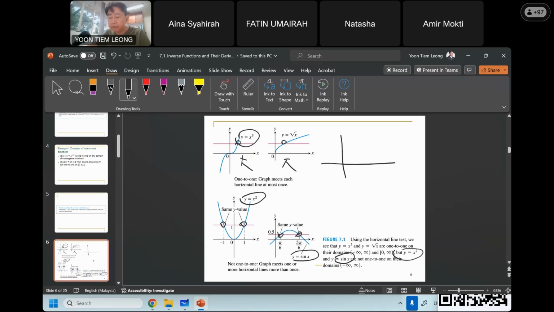An example would be the sine function, as I mentioned earlier. If you restrict the sine function to run from minus pi over 2 to pi over 2, then the sine function, which is not one-to-one in its natural domain, becomes one-to-one when you restrict the domain to minus pi over 2 to pi over 2.